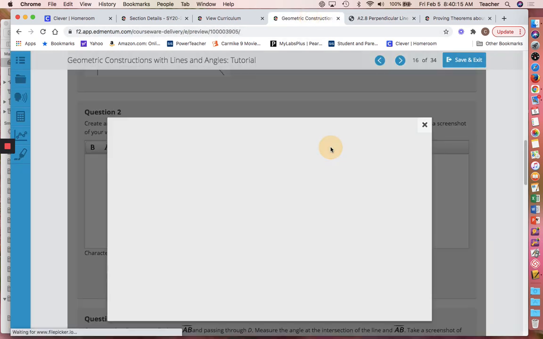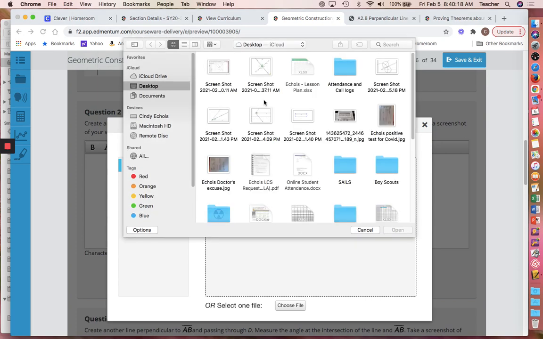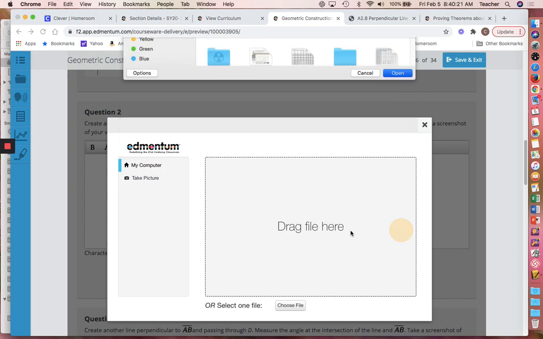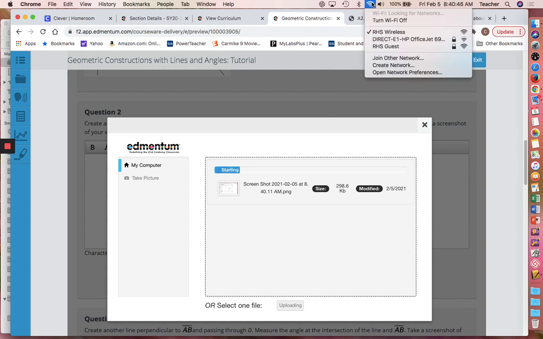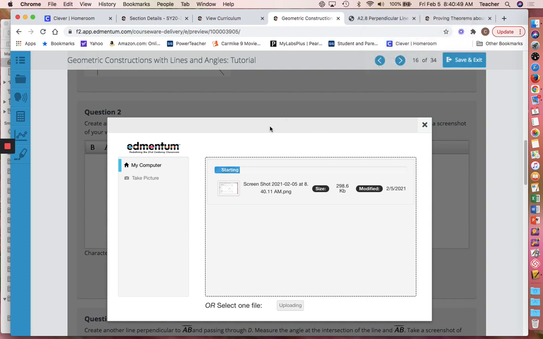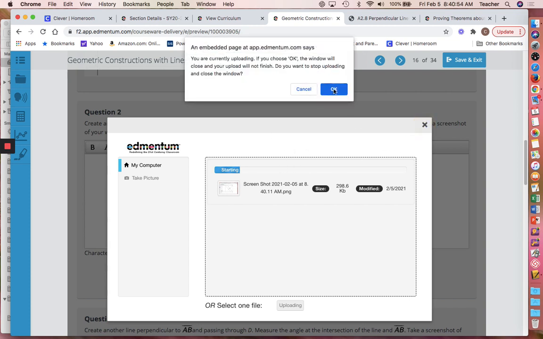So question 2, insert image, choose my file. Hopefully it'll go in. Looks like my internet's going slow today, so it won't go in very quickly. Looks like our internet's running slow this morning. Fun times. All right, well, it says it's starting, but I'm just going to go ahead and move on.